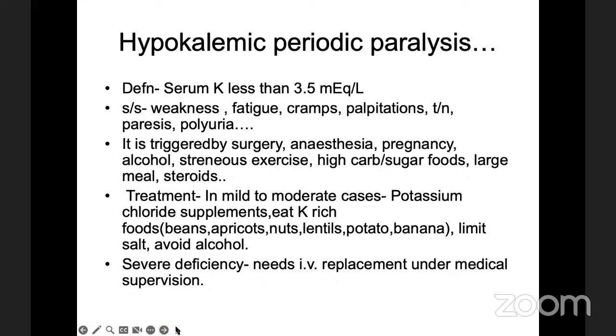So this periodic paralysis can present as hypokalemia, or hyperkalemia, or it can be as a juvenile variant which is called Anderson-Davis syndrome. Okay, perfect.